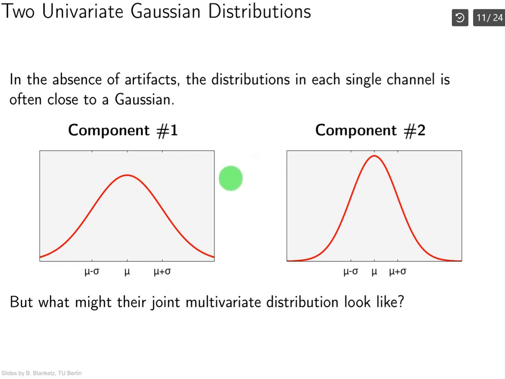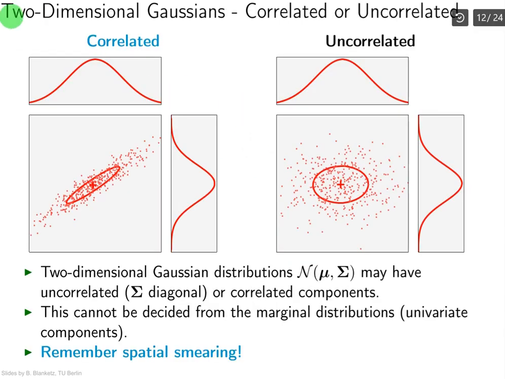How about their joint multivariate distribution? What do they look like for given two channels? Right? We said that these channels, usually EEG channels, are highly correlated. So we are interested in multivariate distribution, how they look like. For that, we can take or show the example of two-dimensional Gaussian distributions. We may have two cases, correlated or uncorrelated, right? So let's take this component 1 and component 2 distribution and try to visualize their joint distributions.